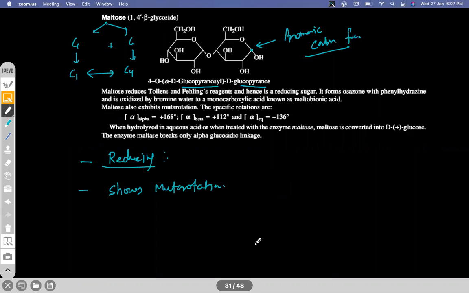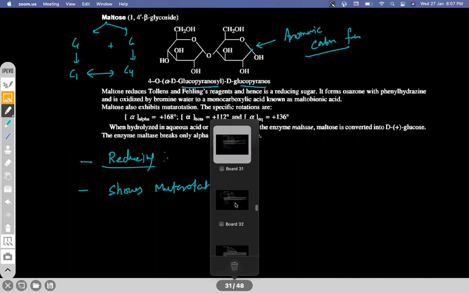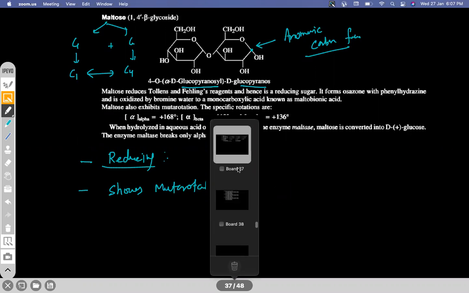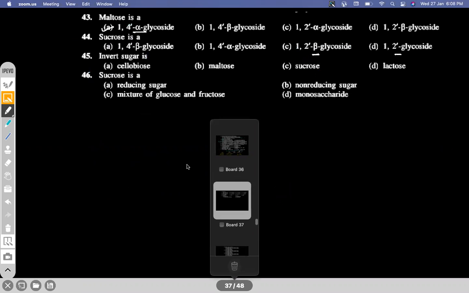Achha, I'll cross check this. Just give me some time, I'll cross check this in the break, okay? We won't waste time. Okay, maltose. So next, this we have done. I'll cross check whether it is alpha or beta. I guess it should be alpha. But we'll cross check between A and B.